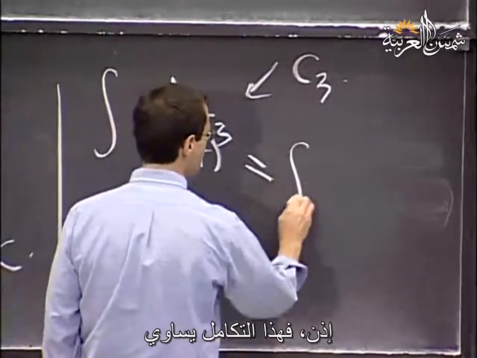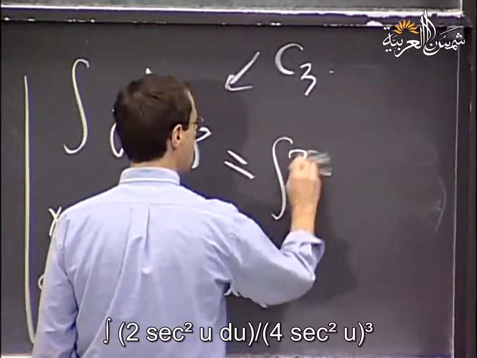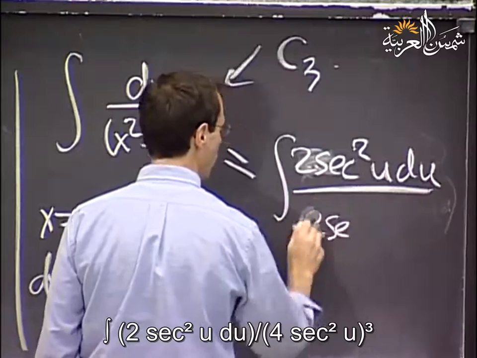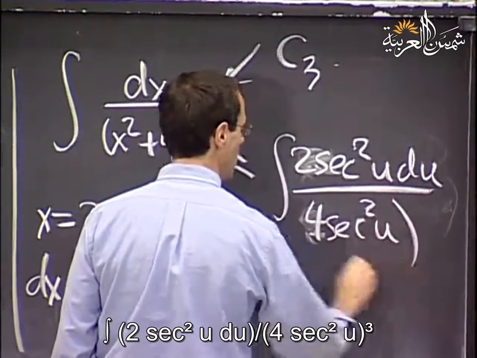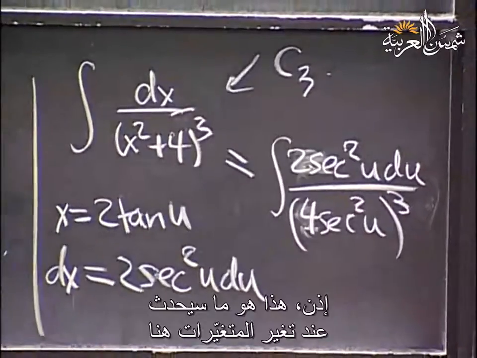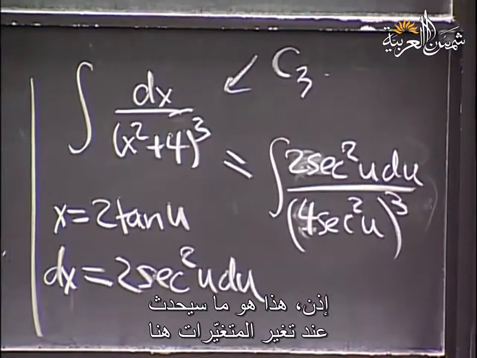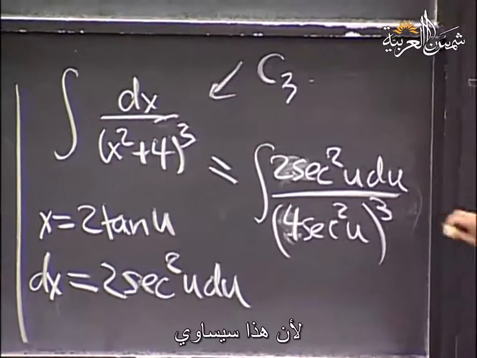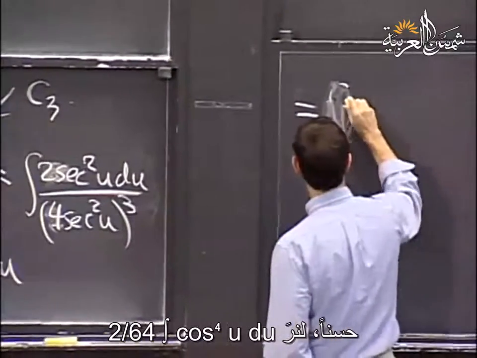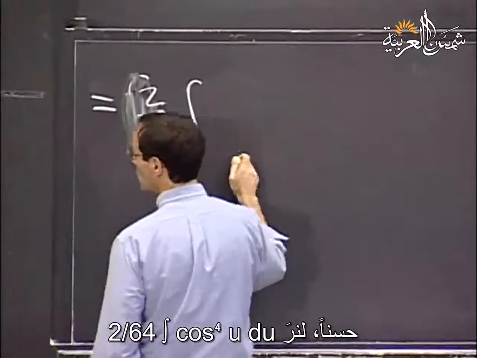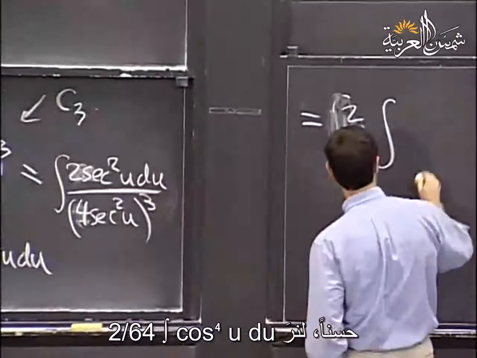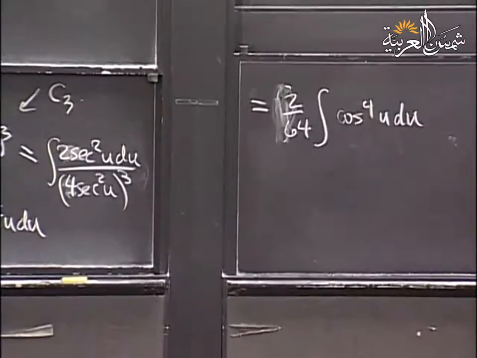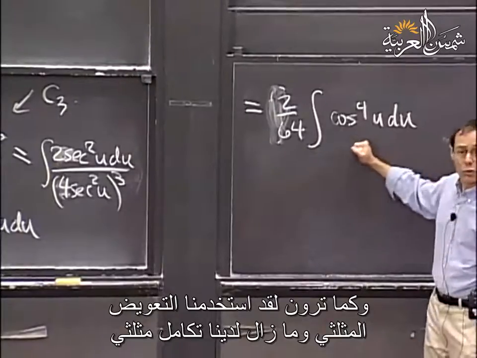So altogether, this thing is 2 secant squared u du, and then there's a 4 secant squared u cubed in the denominator. So that's what happens when you change variables here. And now look, this keeps on going. This is not the end of the problem. Because what does that simplify to? That is, let's see, it's 2 over 64, the integral of secant to the 6th power and secant squared. That's the same as cosine to the 4th. All right? And now you did a trig substitution, but you still have a trig integral.